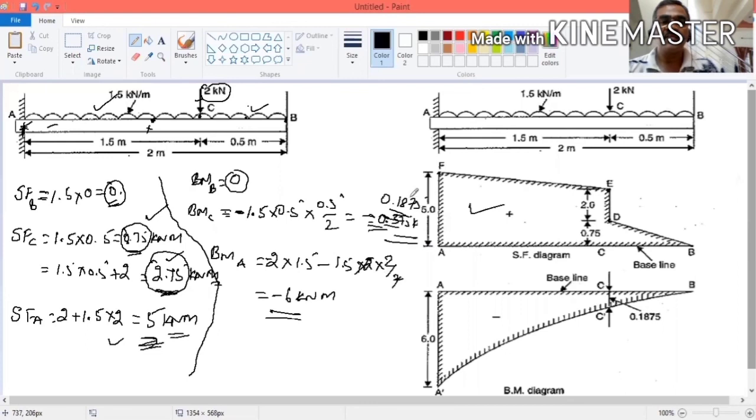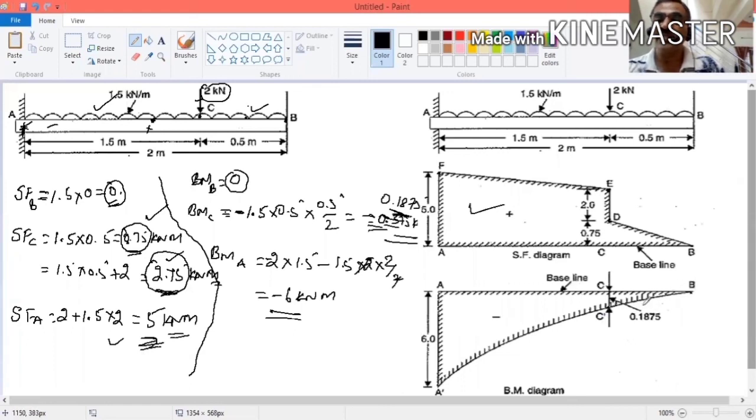0.1875, right? Now at this point, the bending moment at point B is 0, and at point C it is 0.1875. So whether you have to draw it linearly or as a curve, meaning a quadratic curve or cubic curve, we have already discussed. In case of uniformly distributed load, the bending moment is a quadratic curve. You have to draw a line like this.